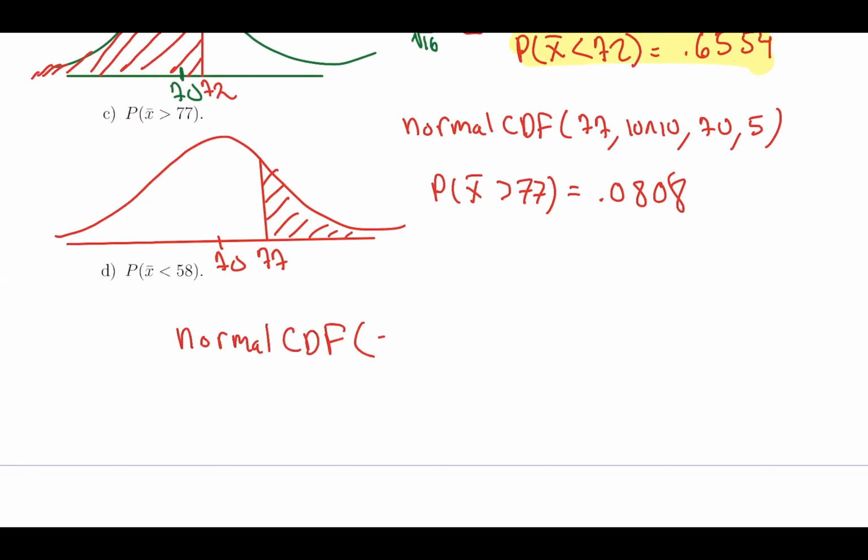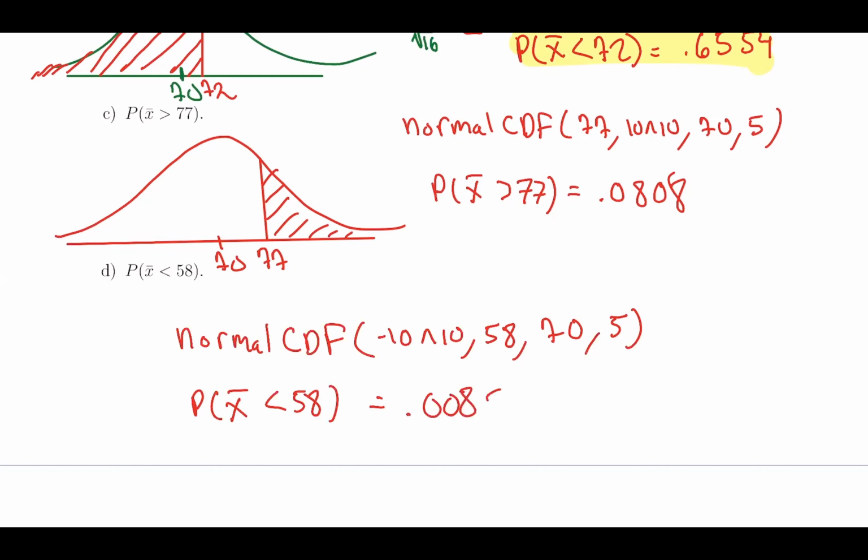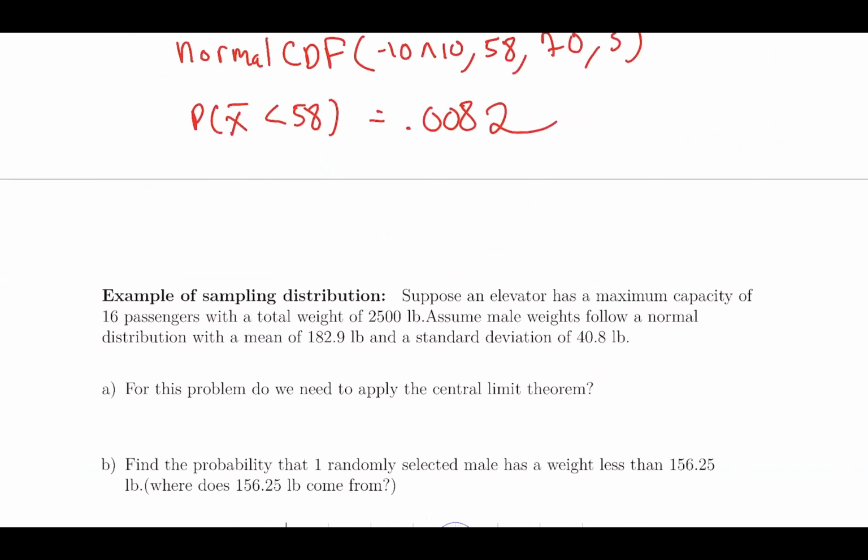All right, so for this one, hopefully you're able to get negative 10 to the 10 power, all the way to 58. And then mu is 70, sigma is 5. For this one, you should get the probability that x bar is less than 58, which is 0.0082. And that's it for D. Everybody good on how to do these type of problems? All right, so this is just like a warm-up problem. So let's get to the actual word problem.